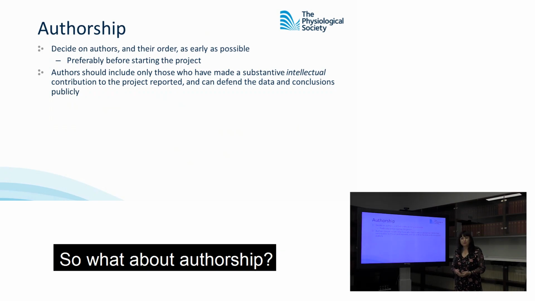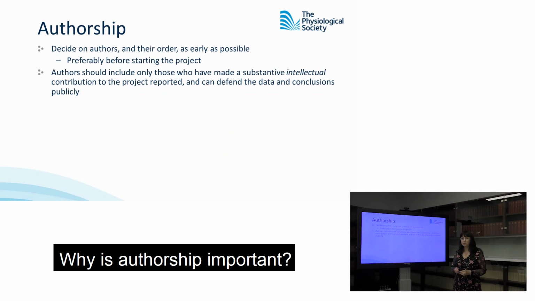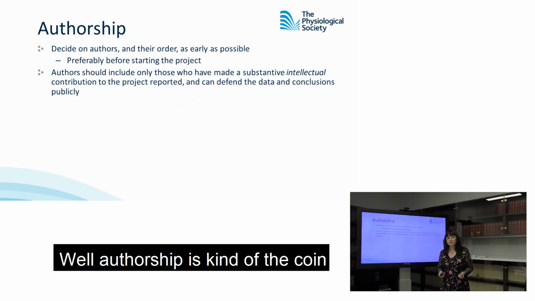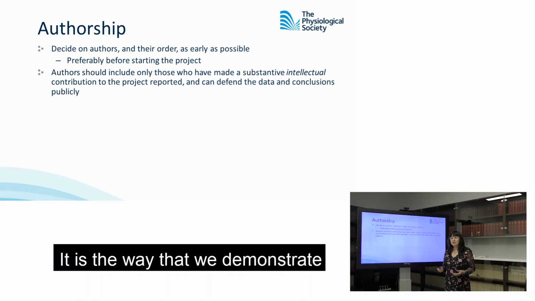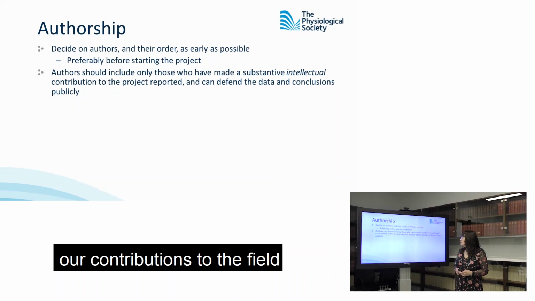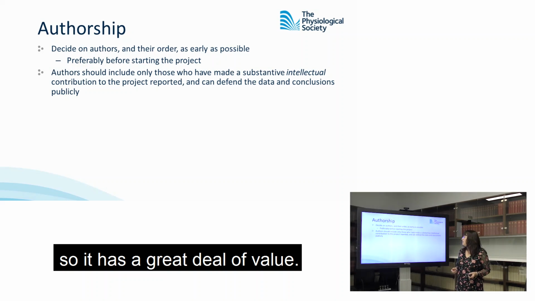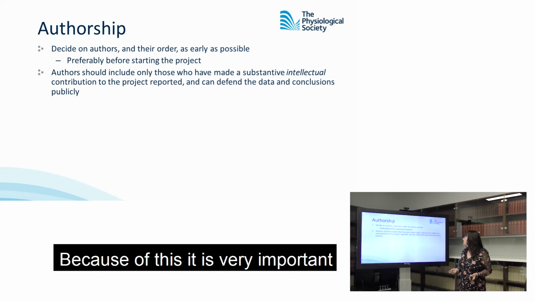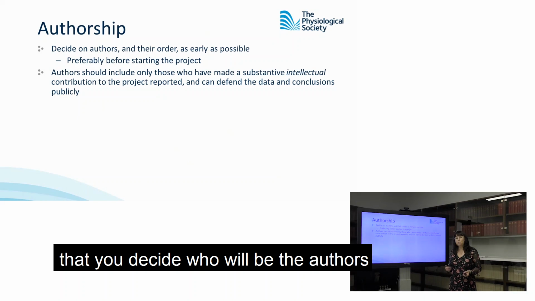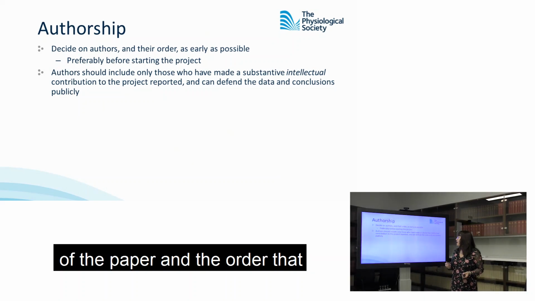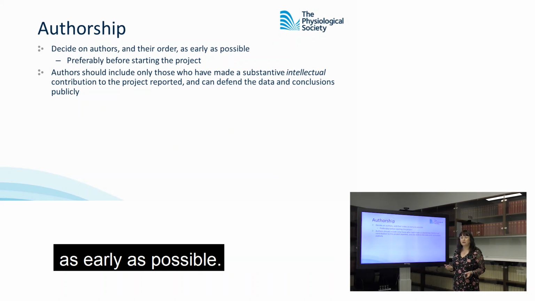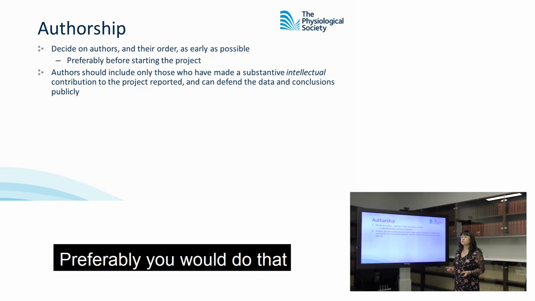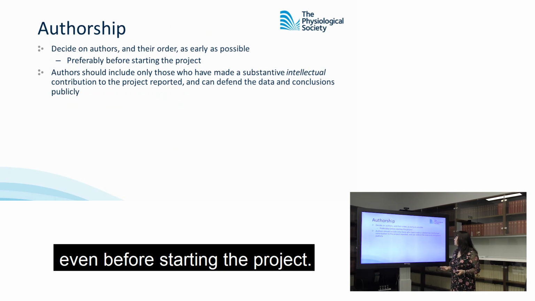So what about authorship? Why is authorship important? Well, authorship is kind of the coin of the realm in science, in academia. It's the way that we demonstrate our contributions to the field. So it has a great deal of value. And because of this, it's very important that you decide who will be the authors of the paper and the order that they will appear in the authorship list as early as possible. And preferably you would do that even before starting the project.